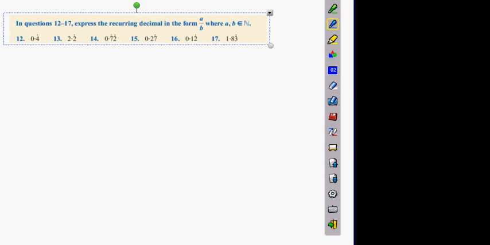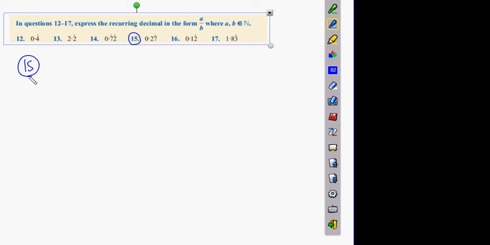Okay, in questions 12 to 17, show the recurrent decimal in the form a over b. Now, I was asked to do question 15, wasn't it? That's the one I haven't got done. So, question 15.